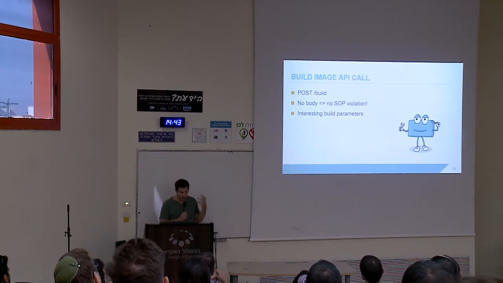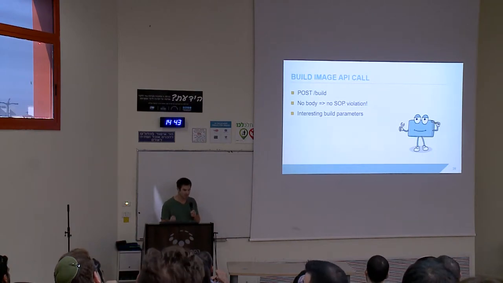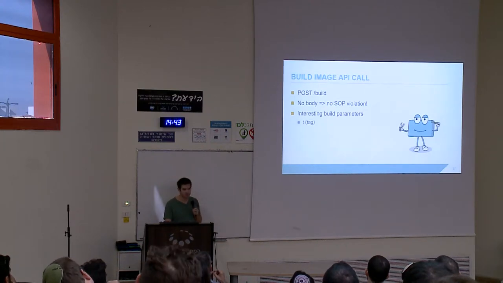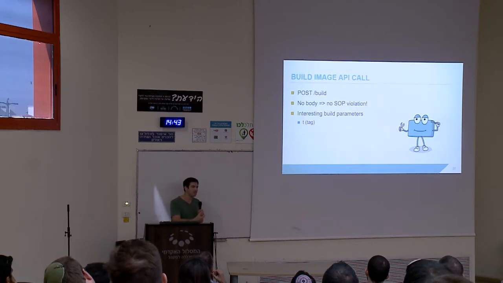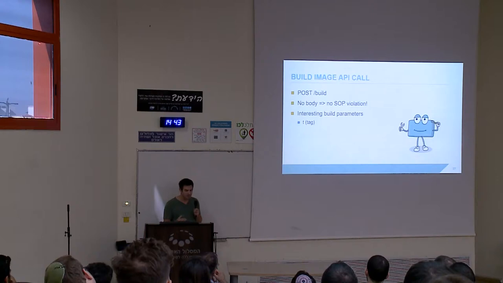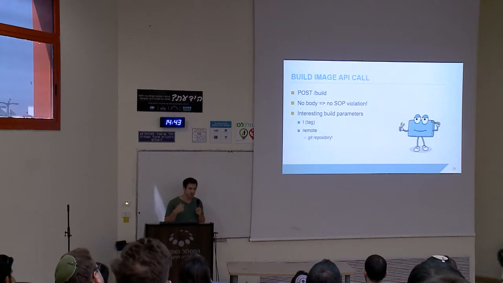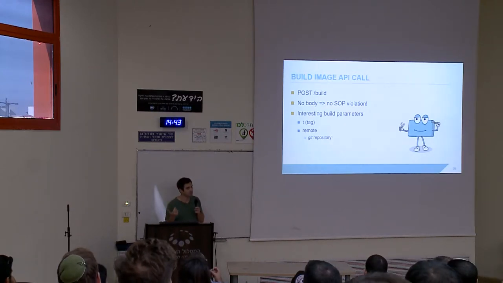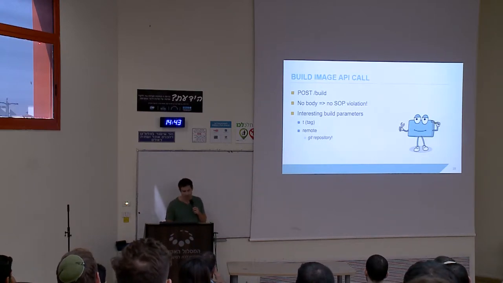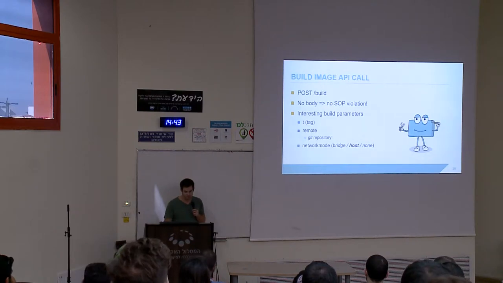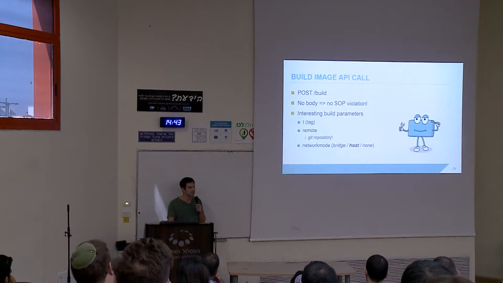So we said, let's use this build image API call. Like I said, it doesn't violate the same origin policy, and it has some very interesting parameters. The first parameter is the tag parameter, so you can create an image and call it whatever you want. The second very interesting parameter is the remote parameter. You can build an image from a repository, on GitHub for example, so you can use GitHub as a sort of command and control infrastructure. And finally, you can control the network mode over which this building process happens. Of course, you want to select something that has access to the network of the host.